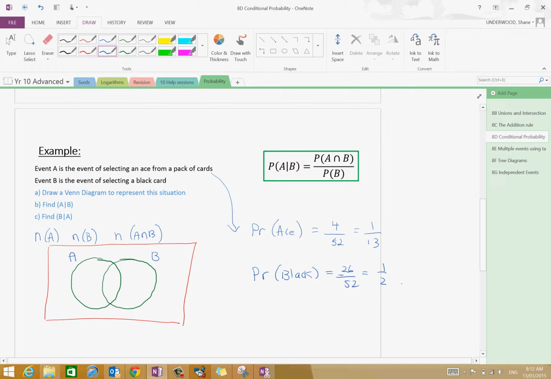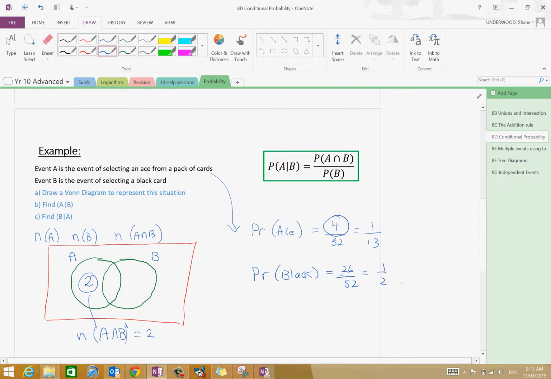And we can deal with probabilities later, but just by doing fractions, because we know that there's 52 possible outcomes. So ace, there are 4 aces in the deck. However, 2 of those are not black. So A intersection not B, if you like, is equal to 2. That's what this represents.